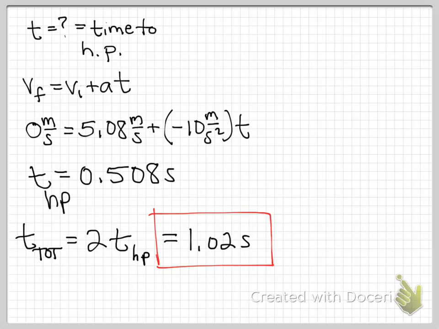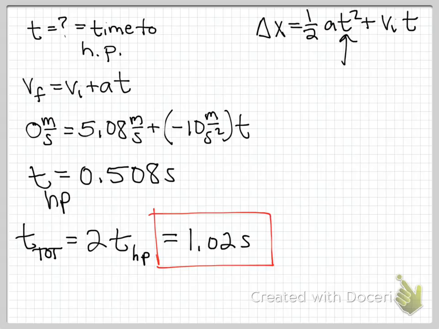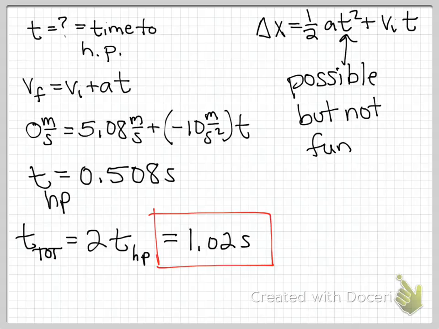The alternative to this method that you could also use is delta x equals 1/2 at squared plus v initial t. Now that I know v initial, I can solve for time this way using this equation. I don't recommend it because in this equation time is in the quadratic, and that means you'd have to use the quadratic formula to solve for it, which is not pleasant. So this is possible, but discouraged. Not fun. Sad panda.